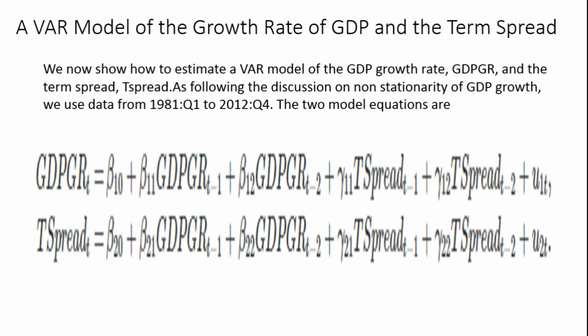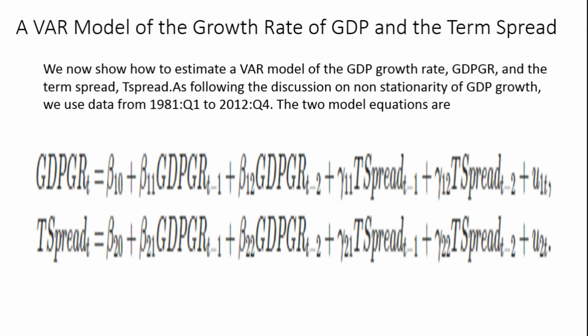So what we have done so far was to present to you the theoretical foundation of the VAR model. And now you know which method to use in order to estimate the VAR model. And we are now showing you an estimate of GDP growth rates as a function of term spread. And following the discussion on the non-stationarity of GDP growth, we use data from quarter one of 1981 to quarter four of 2012.